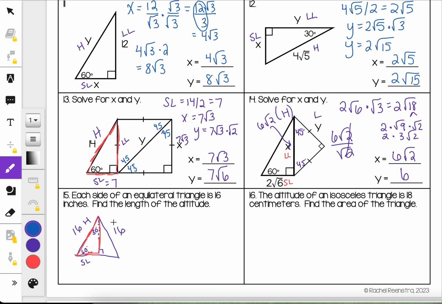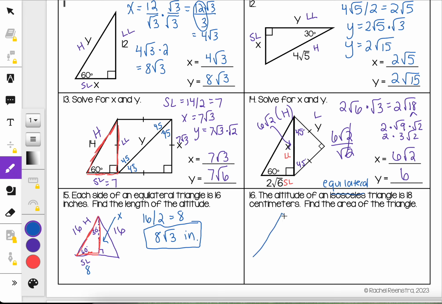So my hypotenuse is 16. I'm going to divide that by 2 to get 8. And then my long leg is going to be 8 times the square root of 3. And since we're talking about inches here, we can include that unit. So that altitude is 8 root 3 inches. And finally, number 16, the altitude of this should say equilateral. The altitude of an equilateral triangle is 18 centimeters.